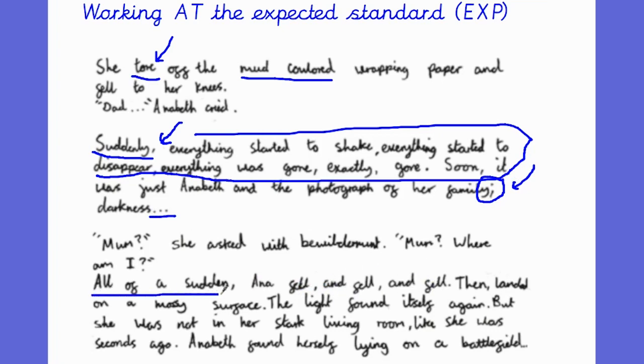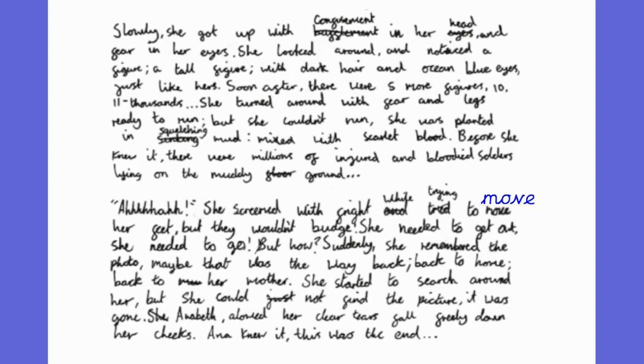All of a sudden Anna fell and fell and fell, so more repetition for effect, then landed on a mossy surface. The light found itself again, but she was not in her stark living room like she was seconds ago. Anna found herself lying on a battlefield. Okay, so just moving on into this now.